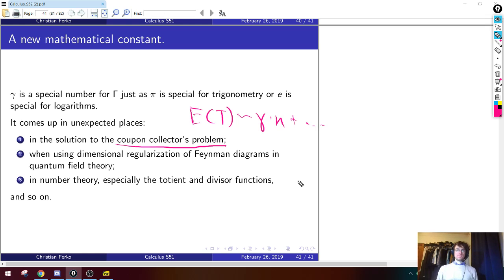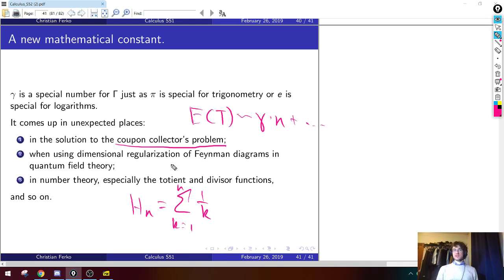I'm now grading quantum field theory problem sets, and every problem has gammas all over the place, because when you do regularization of Feynman diagrams to compute quantum field theory amplitudes, this lowercase gamma appears all over the place. And since this thing is related to these harmonic numbers, right, these sums from k equals 1 to n of 1 over k, you might think that this lowercase gamma would appear in number theory, and it does.